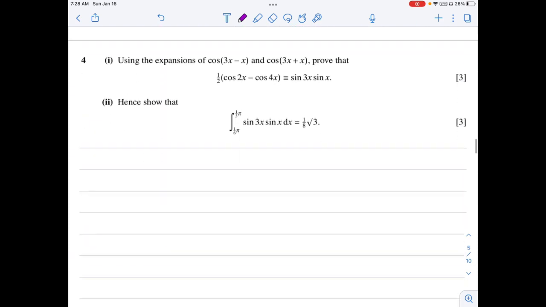Coming to question number 4, using the expansion of cos(3x - x) and cos(3x + x), prove that (cos 2x minus cos 4x) divided by 2 is equal to 1/2 sin 3x sin x.